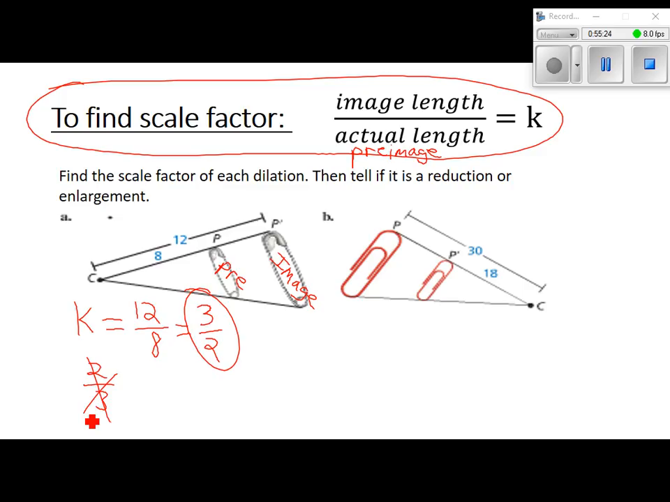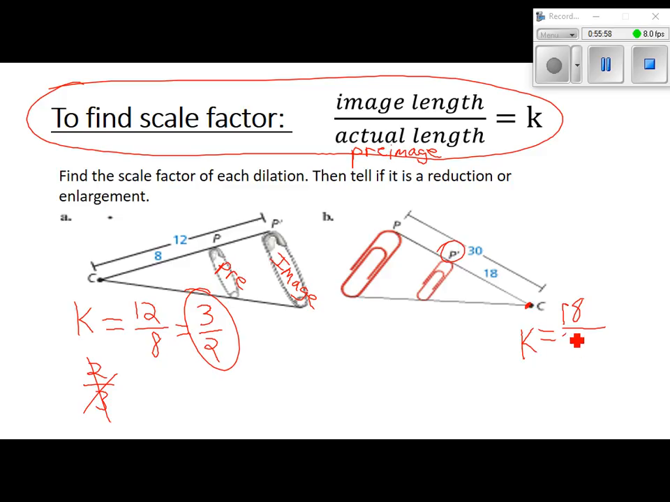How about this one? How would I find K on this one? What goes on top? 30, everybody agree with that? 18? It's gotta be one of them, which one is it? Everybody agree with 18? How do you know? Because the bigger one. Oh, wait, no. Which one's prime? That one there, right? Where's the center at? Here?